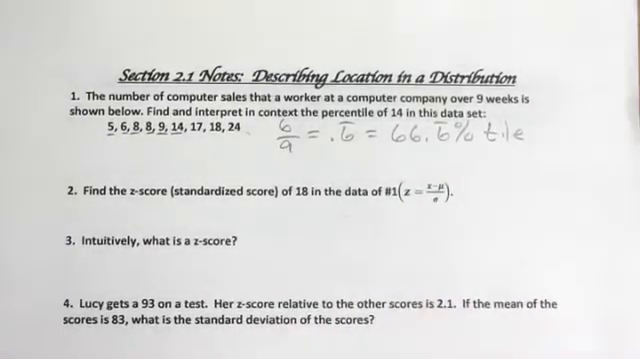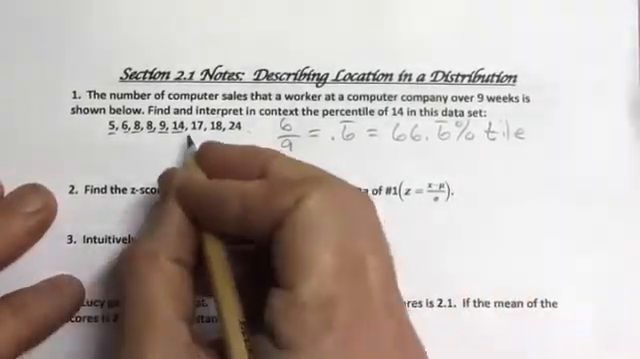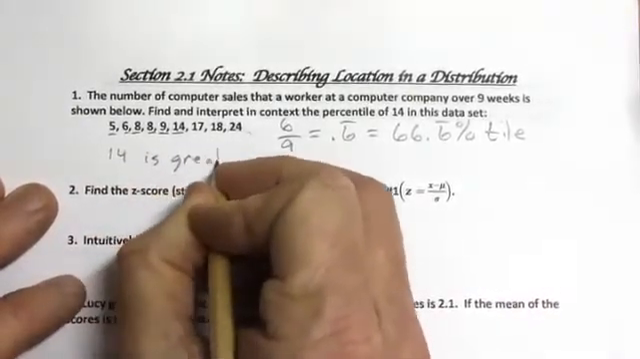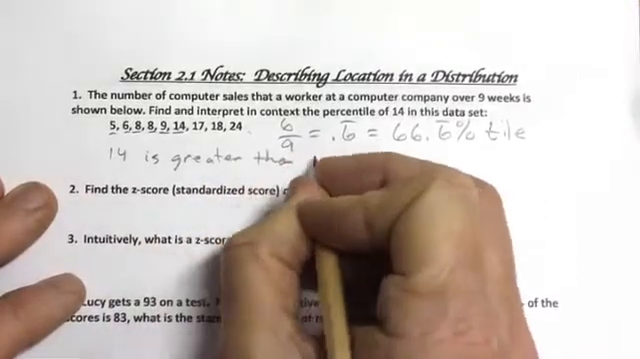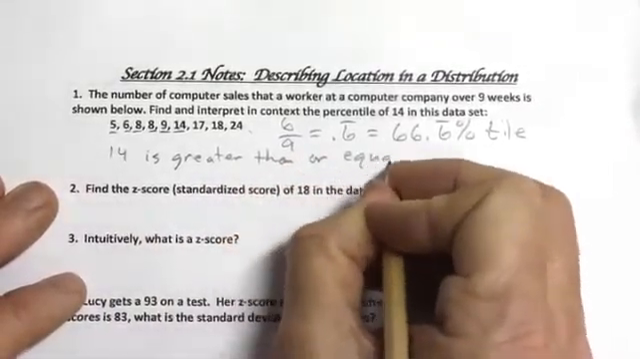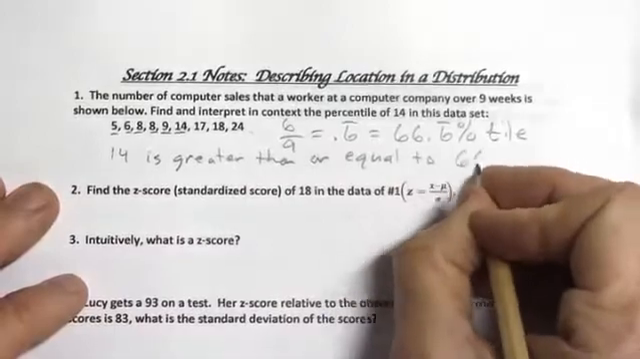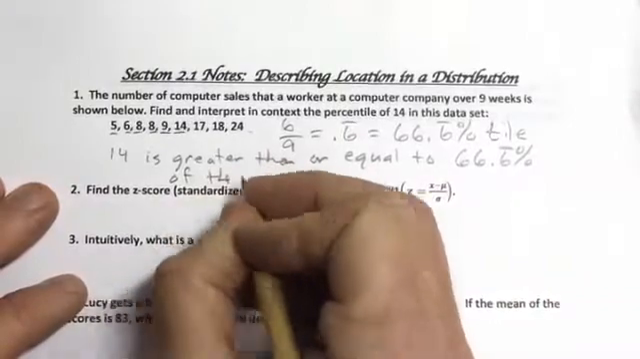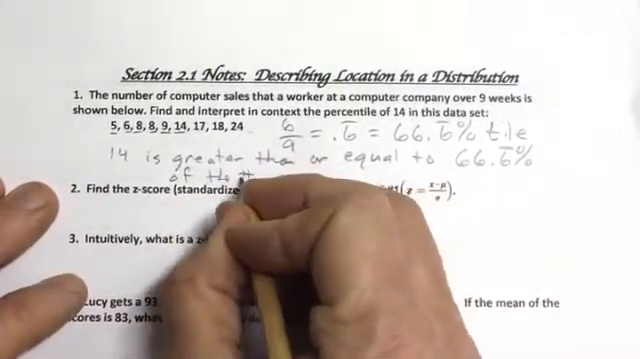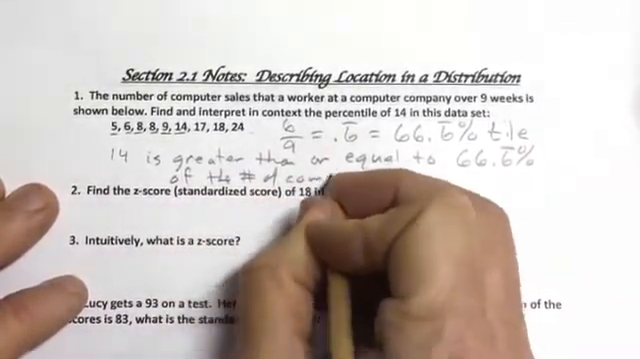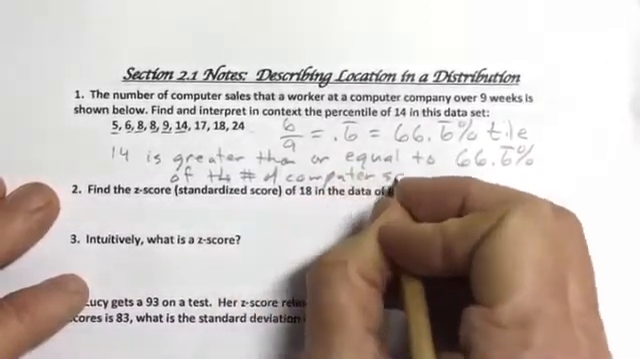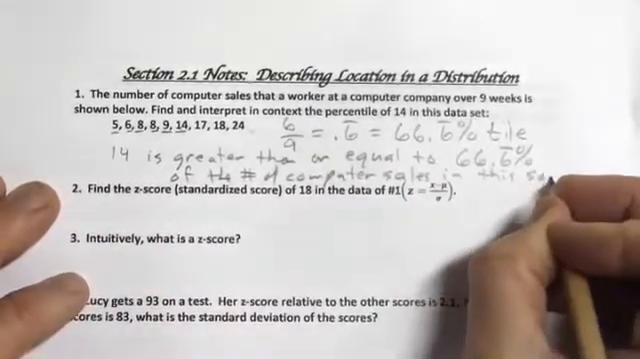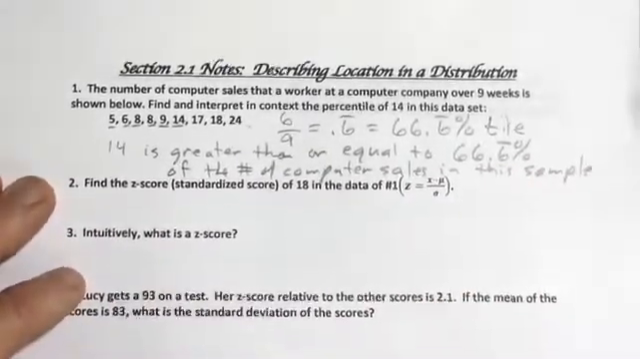And so to interpret it just means to say 14 is greater than or equal to 66.6 repeating percent of the number of computer sales in this sample. So that's what a percentile is, and that's what it means to interpret a percentile.